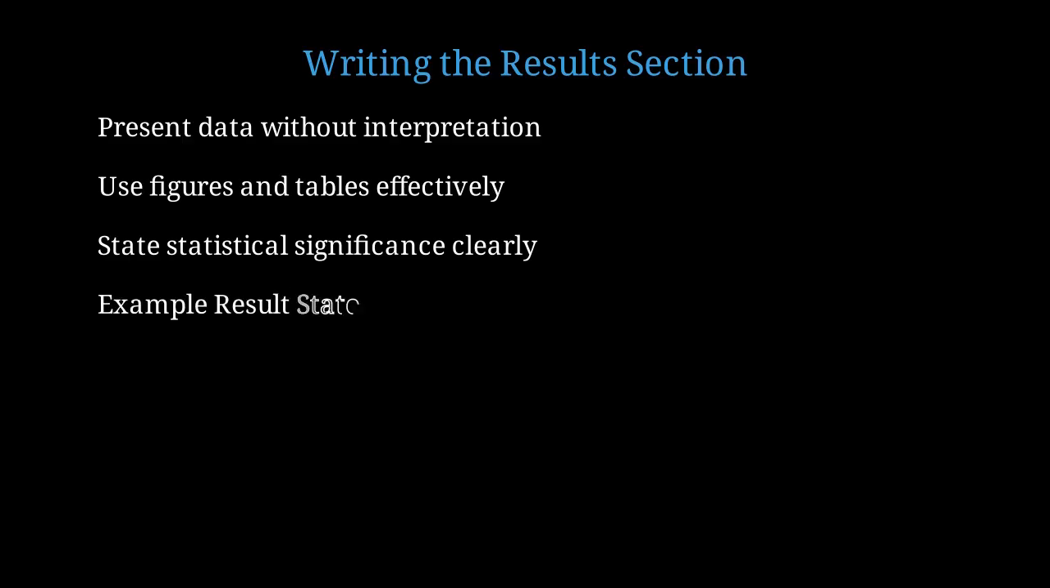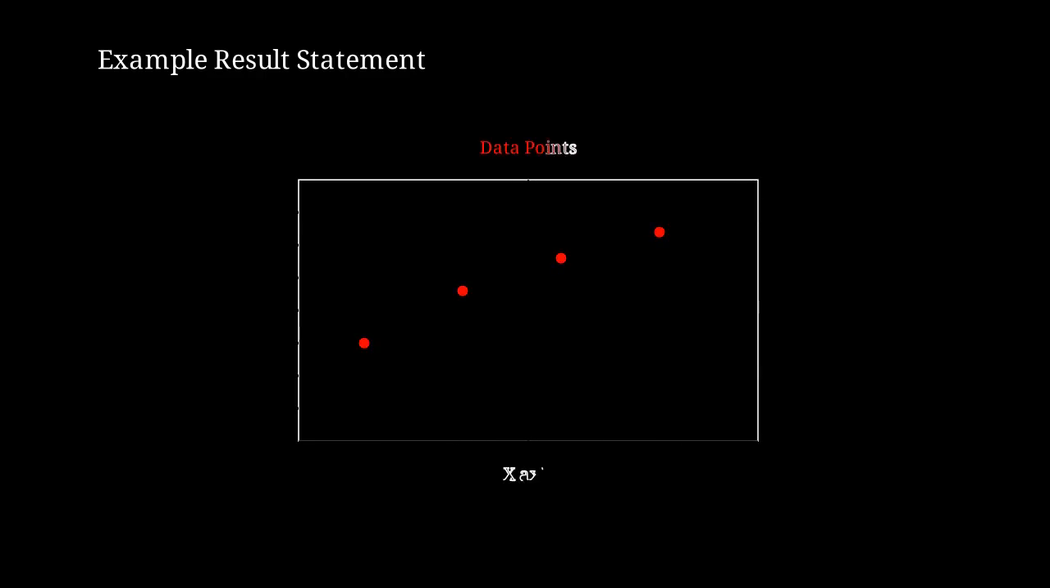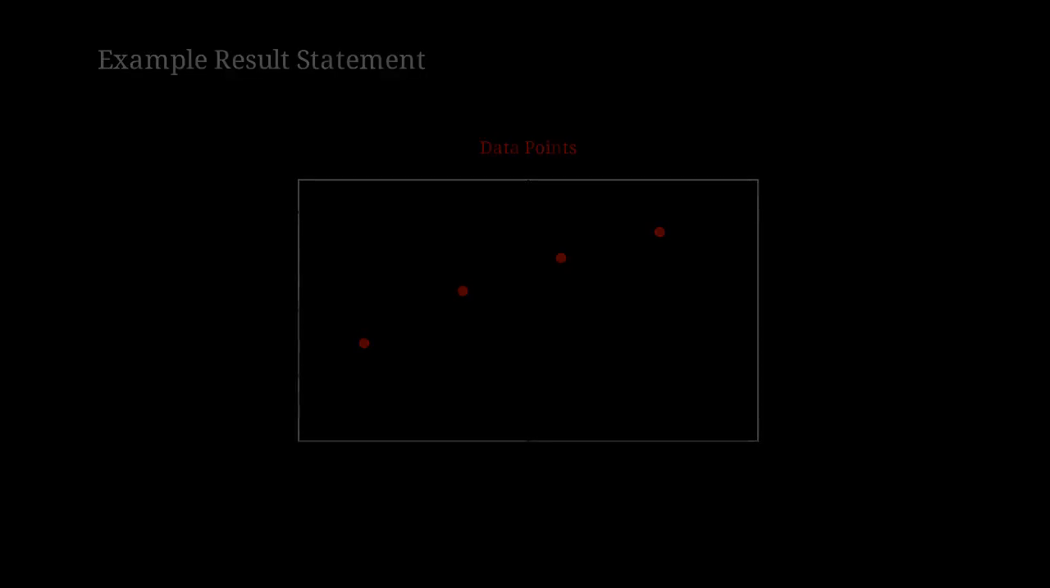Here's an example of a good result statement. The mean reaction time was 23.4 milliseconds with standard deviation of 3.1 milliseconds based on 50 trials. Include clear graphs with labeled axes, error bars, and legends. Make sure every element is readable.